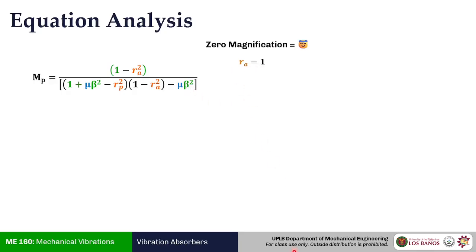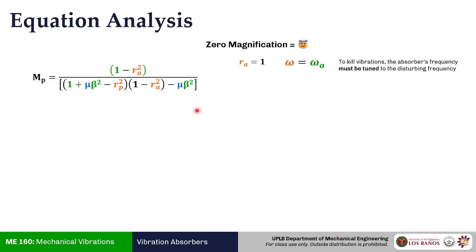So that merely means that our absorber frequency has to equal the forcing frequency itself. So this is the primary goal of the absorber. If anything else changes, this one will stay the same. So again, the absorber frequency will always chase after the target forcing frequency. That is the key characteristic of the absorber.